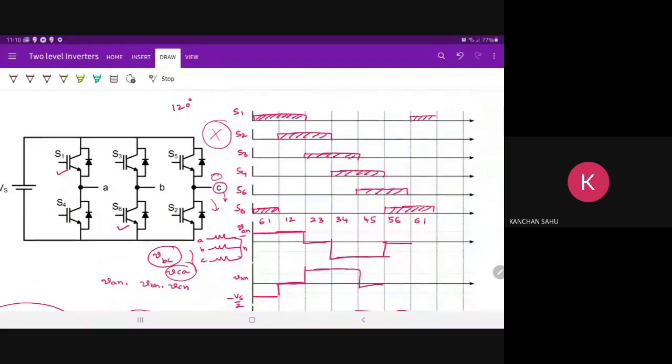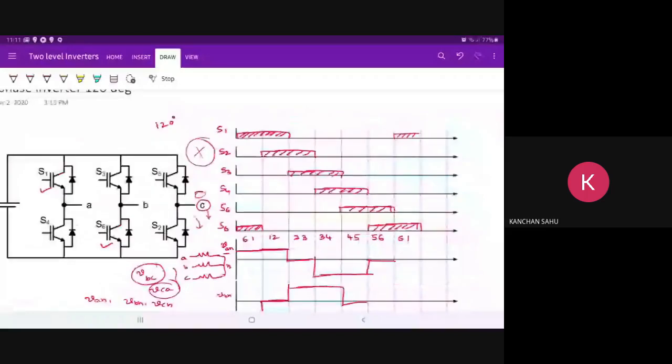Because one phase is always left open, we cannot predict the voltage of that particular phase. So therefore, normally this 120 degrees is not preferred. In case of 180 degrees, any one device in each phase will operate. So therefore, that problem does not arise.